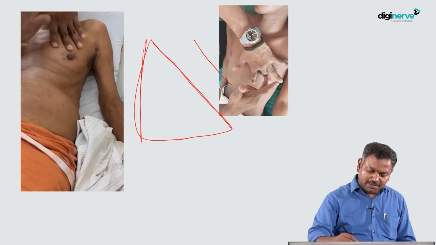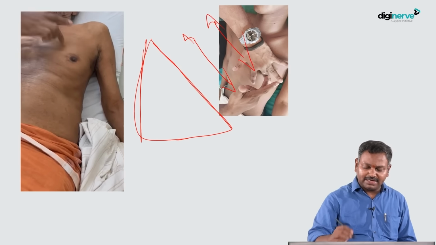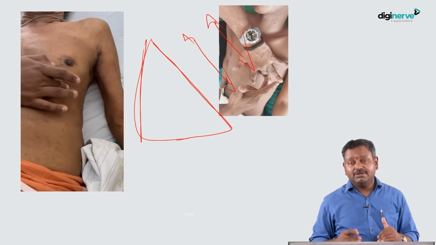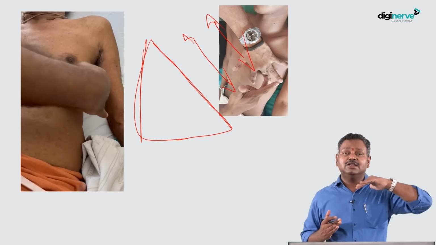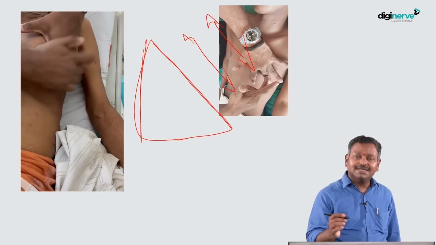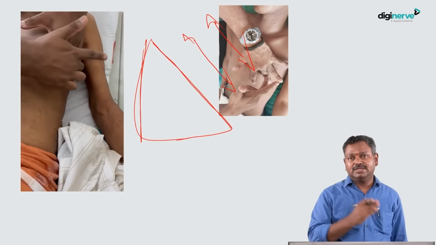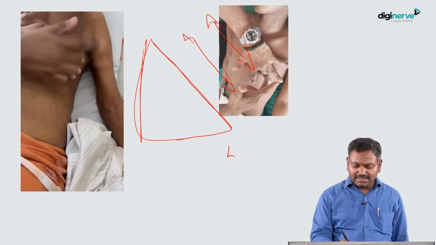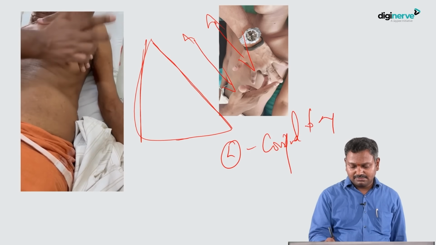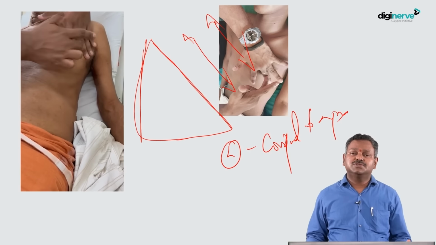So your direction of percussion also should be parallel to that. So you have to keep your fingers, you can see in this video how I have kept the finger. It is diagonal, or parallel to the heart border. Since the heart border is like that, my percussion will always be parallel to that. So normally the left heart border corresponds to the apex.